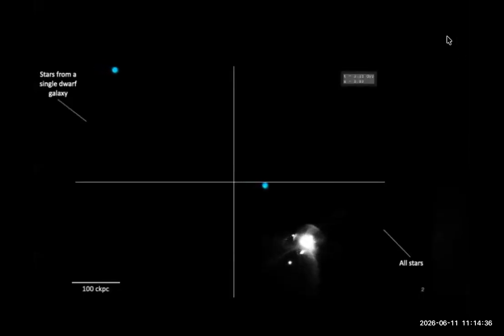So you can see the first one coming in now. The reason it's blue is just so you can keep track of where its stars are. The other two are going to be yellow and green.